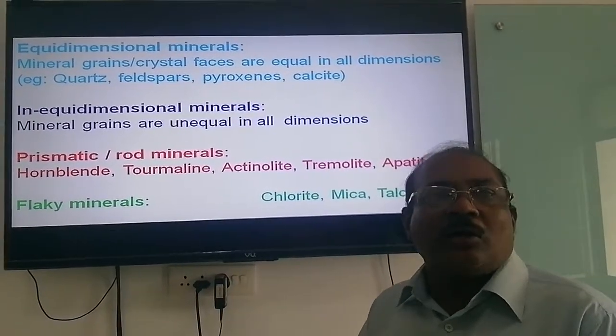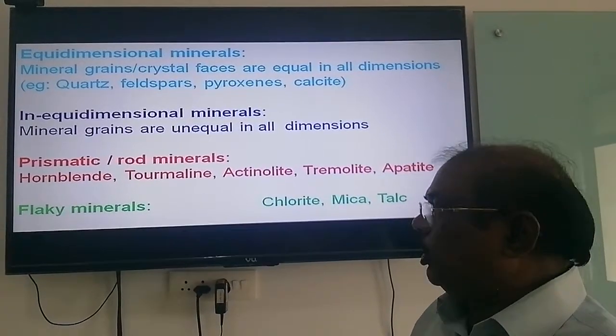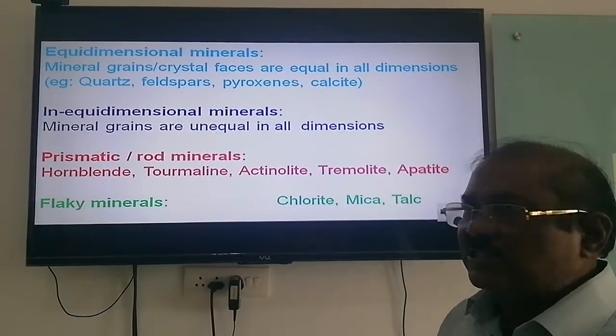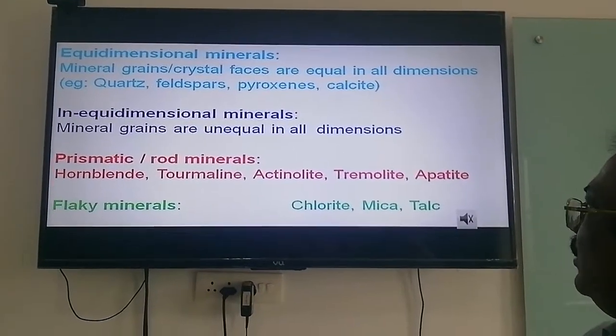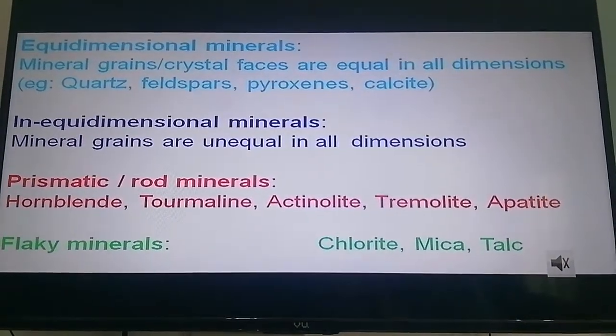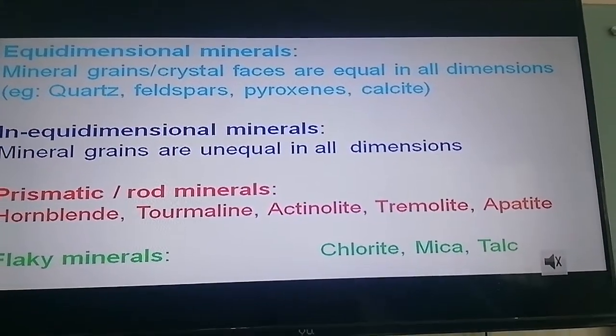Prismatic minerals or rod minerals include hornblende, tourmaline, actinolite, tremolite, apatite. Whereas flaky minerals include mica, talc, chlorite. Mica includes muscovite, biotite, phlogopite minerals.